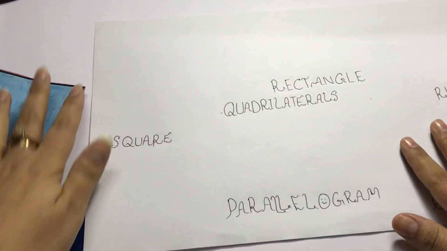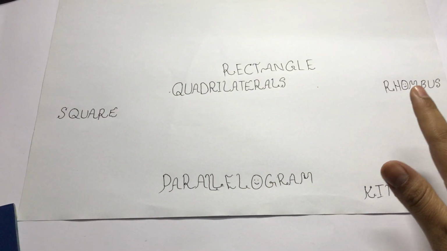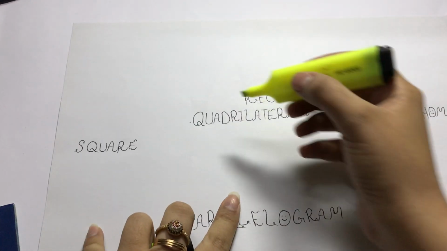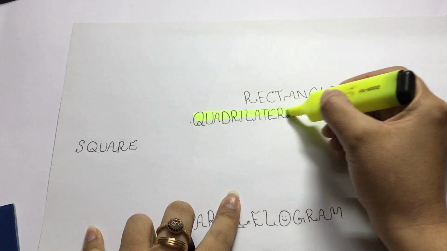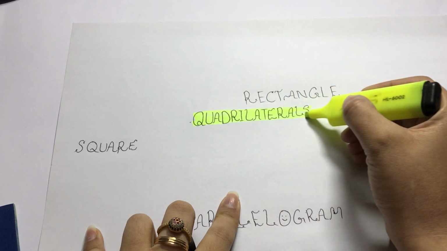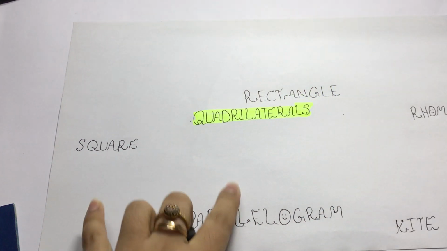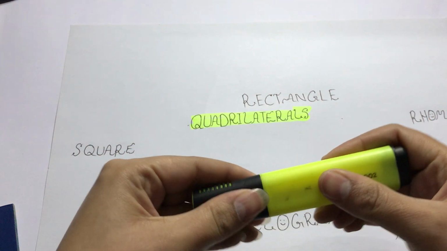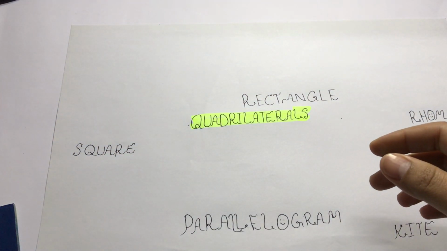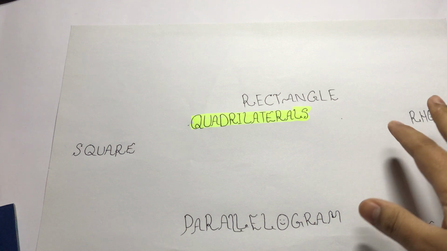Now what have we learnt today? We have learnt about the quadrilaterals. Which shapes have we learnt today? Quadrilaterals are the shapes that have four sides.